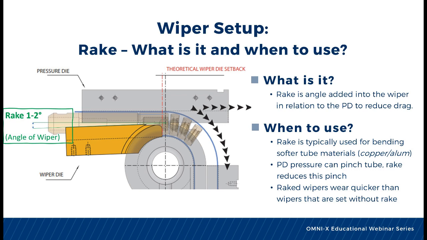Raked wipers work quicker than wipers that are set without rake. You can use rake on both hard and soft materials if you are getting too much drag. But typically, you do not want to use rake when bending harder materials, stainless, titaniums, Inconel.